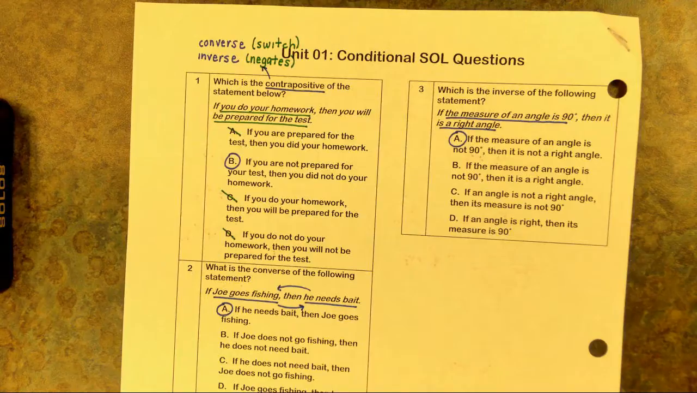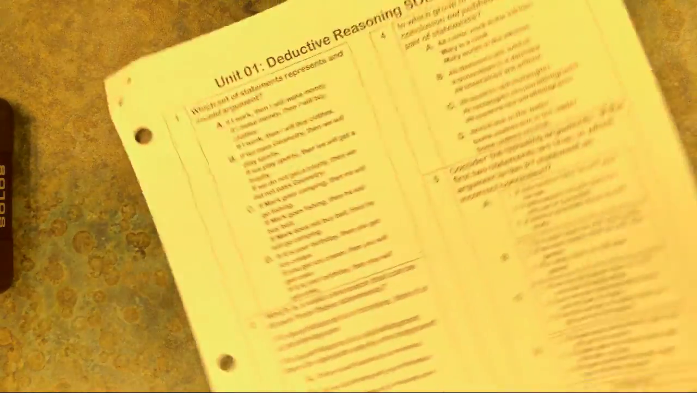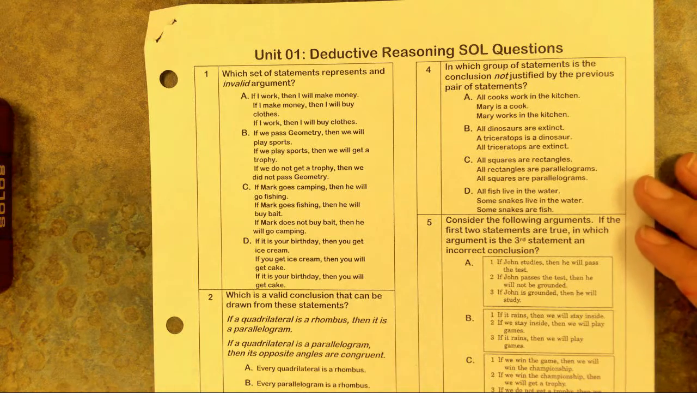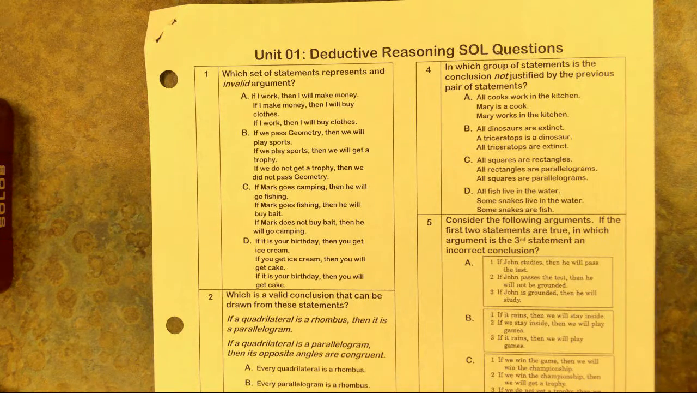Now in our last section, we have deductive reasoning. Deductive reasoning is the last topic that we talked about. For our review, it says, which set of statements represents an invalid argument, meaning we can't use the law of syllogism or the law of deductive reasoning. So let's take a look at this problem. Which is an invalid argument? So A says, if I work, then I will make money.